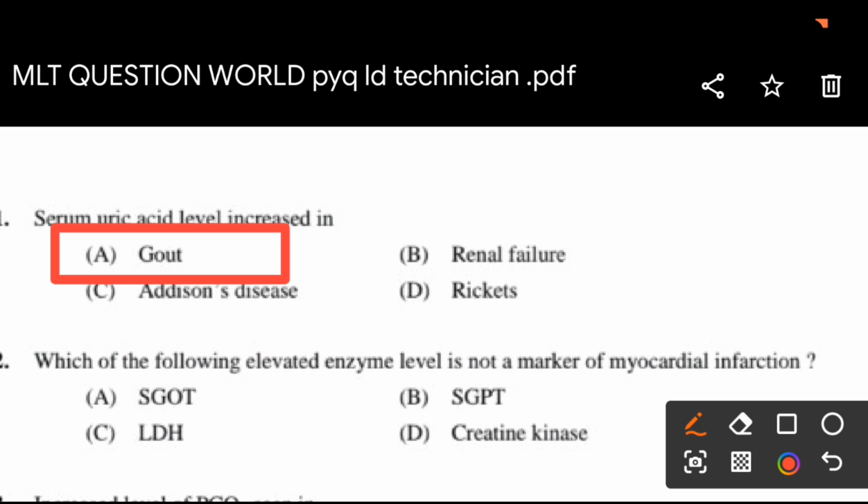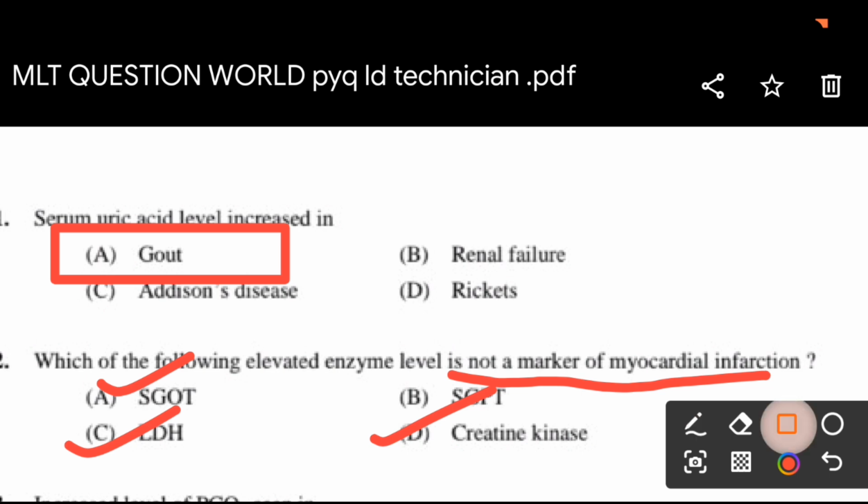Next one. Which of the following elevated enzyme level is not a marker of myocardial infarction? SGOT, SGPT, LDH, creatine kinase. Which is not a marker of myocardial infarction? Here, SGOT, LDH and creatine kinase are the markers of myocardial infarction. So, the right answer is SGPT.